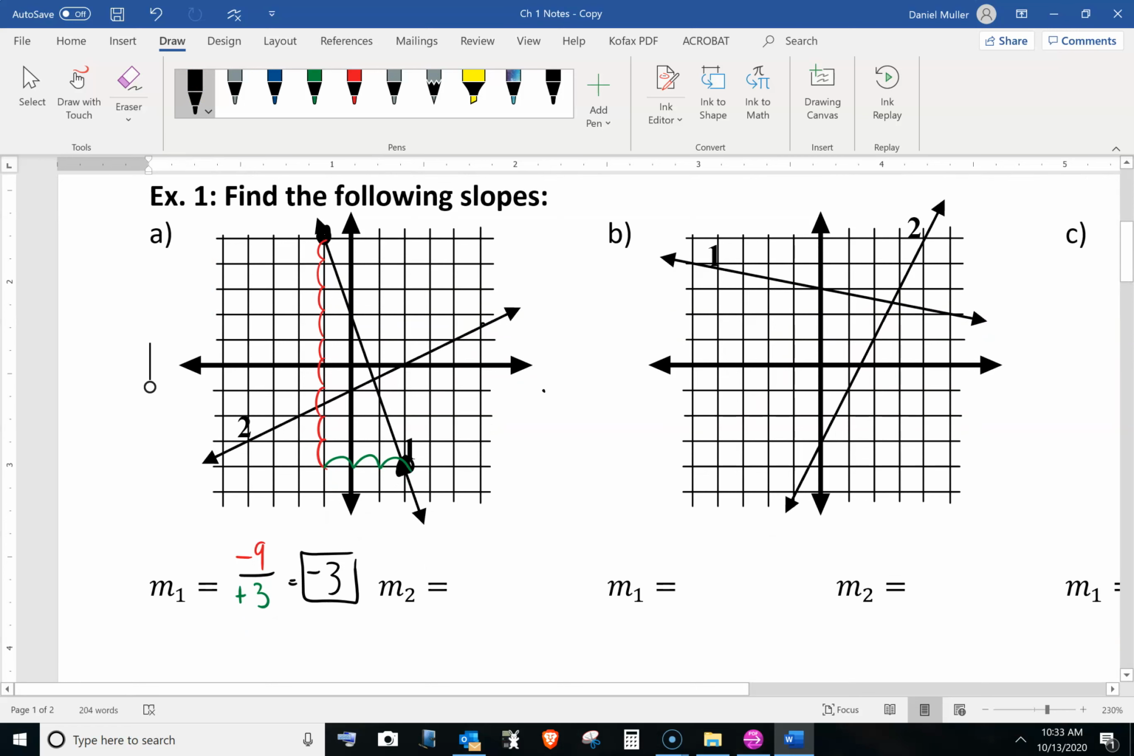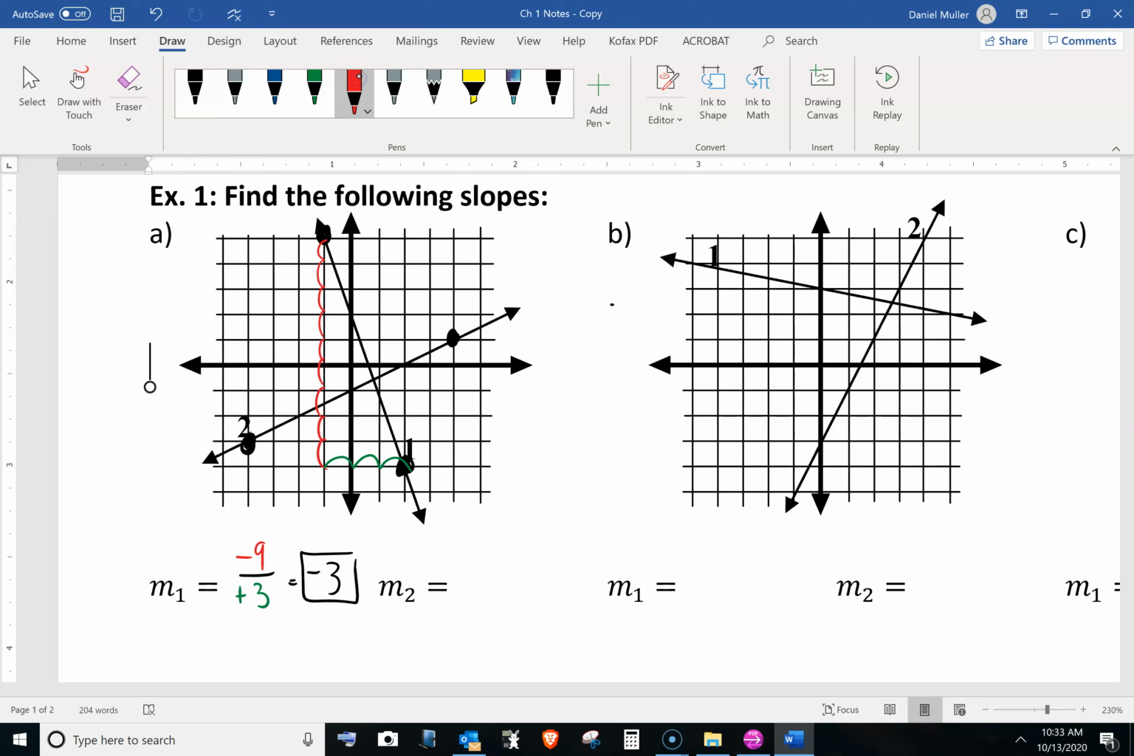Now take a look at line number 2. I'm not going to choose this as a point because I don't know what that is. 1, 2, 3, 4, 5. You go over 5 and up 2.5, so 5, 2.5. That's not really a nice point. I want one that lies perfectly, like right here. That's a good point, because you would go over 4 and up 1. And is there one over here that's good? Yeah, any of those are good. So I'll do the furthest one here.